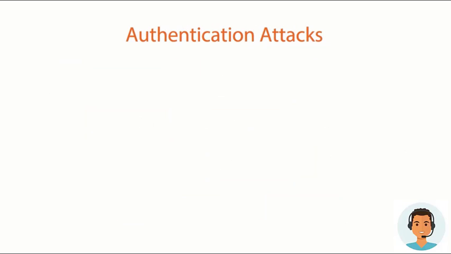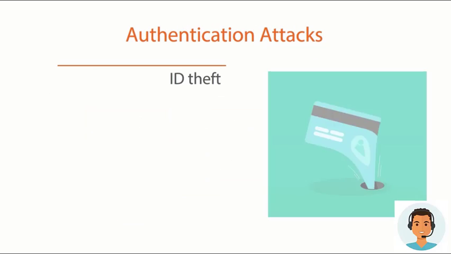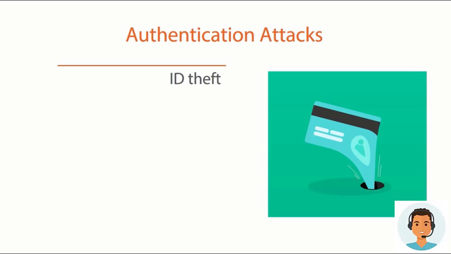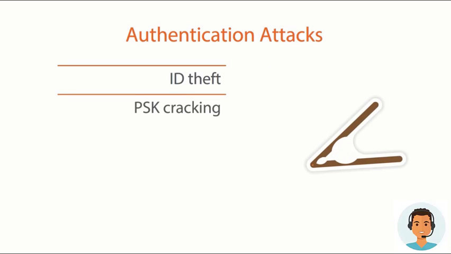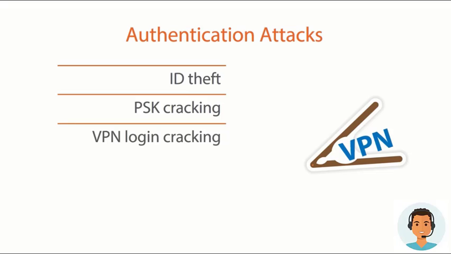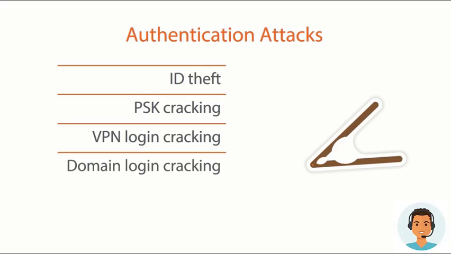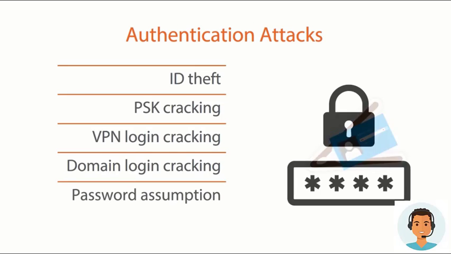We also have authentication attacks. These type of attacks allow us to do things like steal the identity of the person logging in, as well as possibly going through and cracking either PSK, as well as possibly also cracking VPN login information. And while we're talking about cracking, we might as well look at cracking domain login credentials. Most of these are going to be done with brute force attacks, or possibly using some type of dictionary tool. We also have something called password assumption, where the attacker just goes through and, by capturing identities, continually attempts using 802.1x authentication to try to guess the user's password.